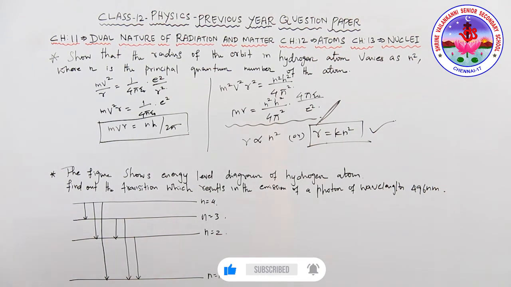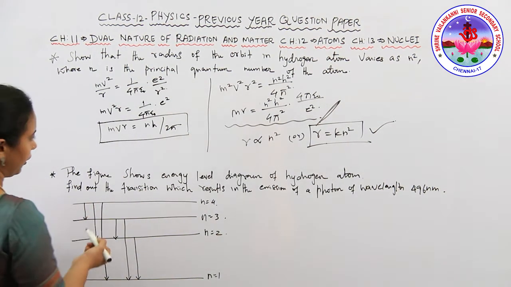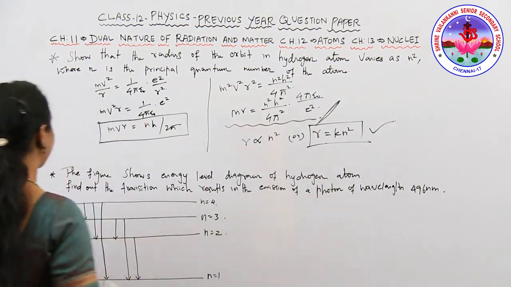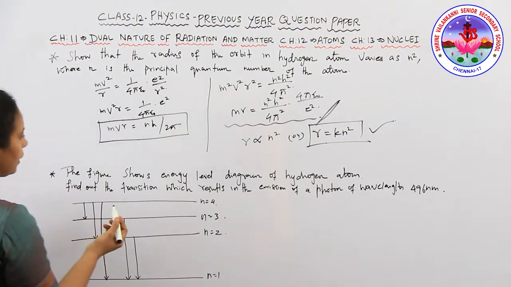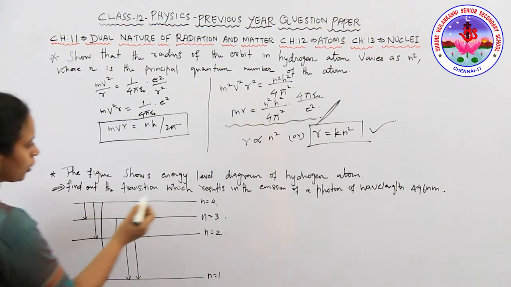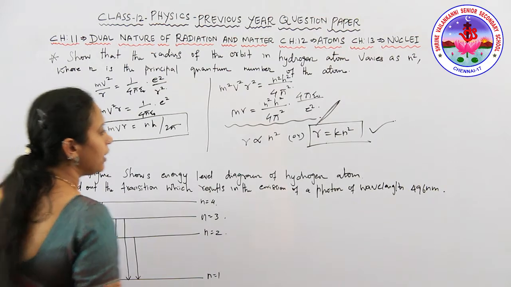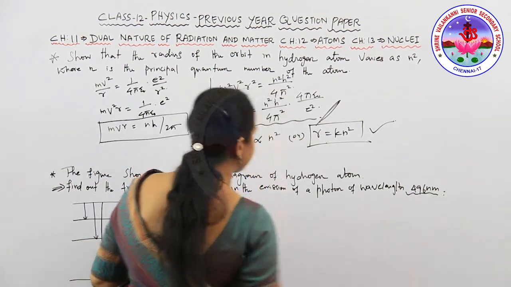And the next question is the diagram. The figure shows the energy level diagram of the hydrogen atom. Now we have to find out the transition which results in the emission of a photon of wavelength 496 nanometer.